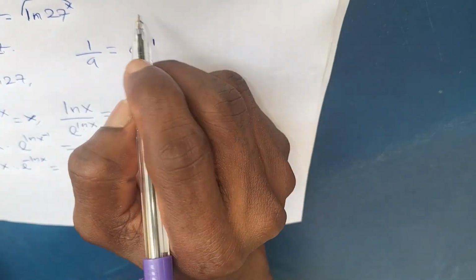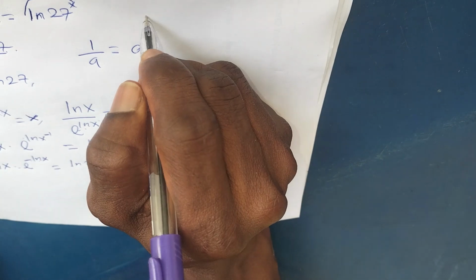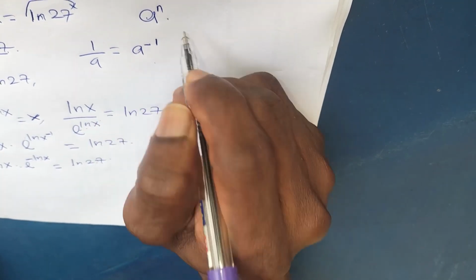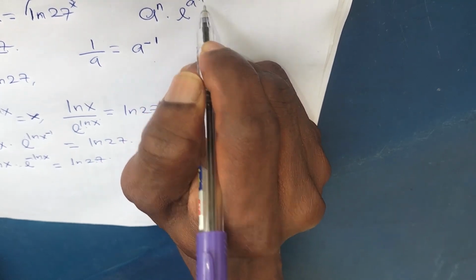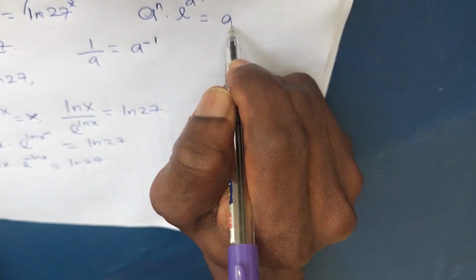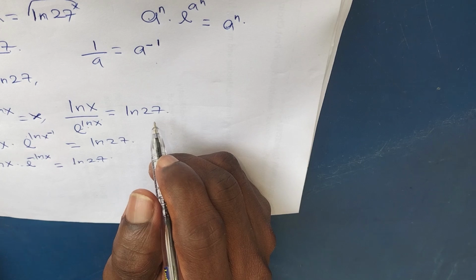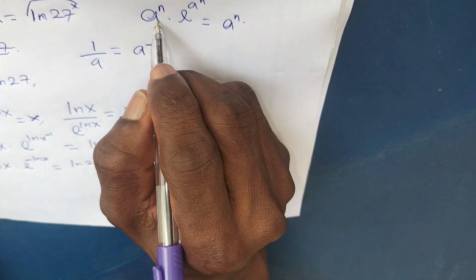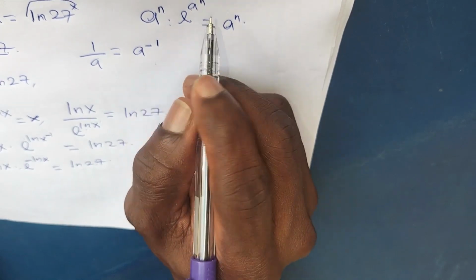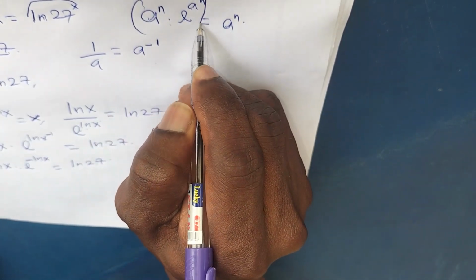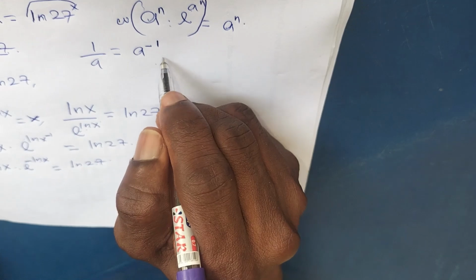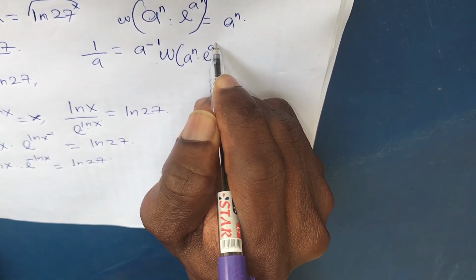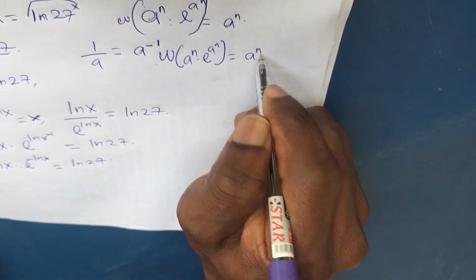if I'm having a to the power of n times exponent of a to the power of n, then taking the Lambert W function of it gives a to the power of n. That's what the Lambert W function is saying. Let me write it better here: Lambert W function of a to the power of n times exponent of a to the power of n is equal to a to the power of n.